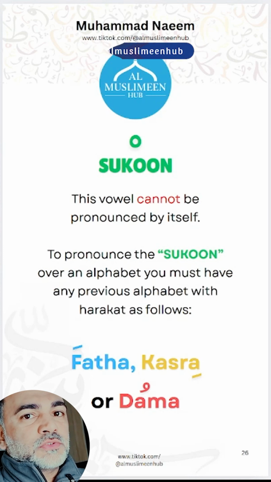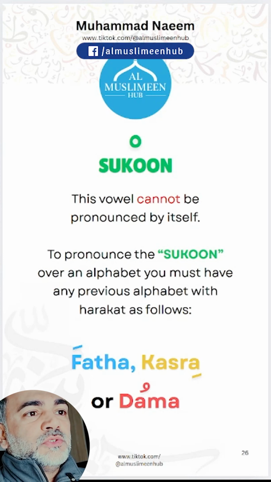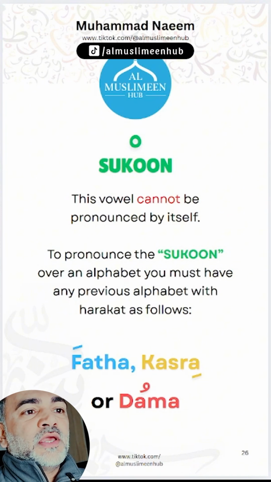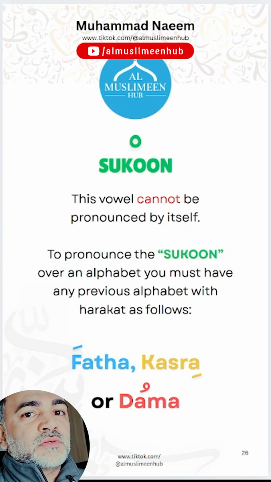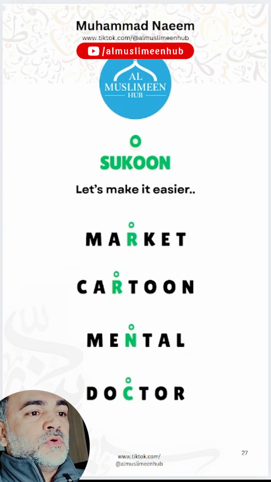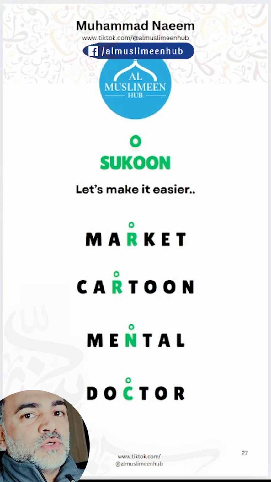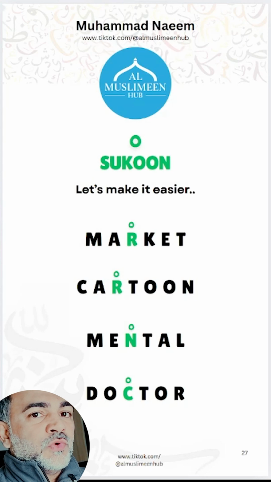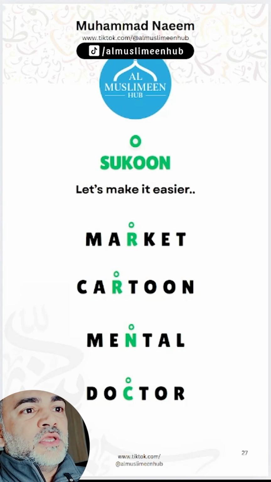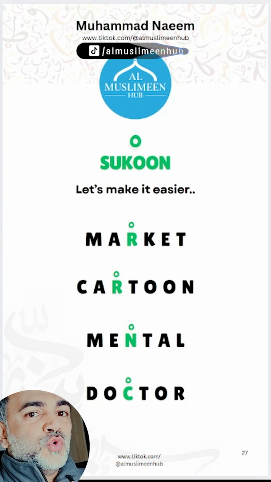Sukoon itself cannot be pronounced. To pronounce the sukoon over an alphabet, you must have the previous alphabet with some kind of harak. It can be fatha, it can be dhamma, it can be kasra. Let's try to make some small examples using English words. You can see here on the slide that I have used some English words and I have made it easy for you to understand when you see a sukoon in an English word.